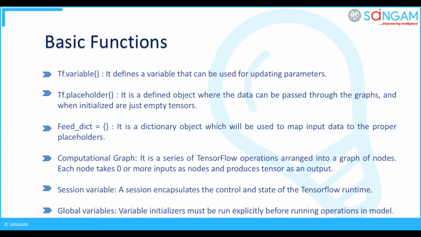Next function is tf.placeholder, which are defined objects in which you can pass the data through graphs, and when initialized these are just empty tensors. The placeholder requires a data type to be defined, and also the rank and dimension of the tensor. This type of object is extremely useful for setting up the models, whenever the data values change.